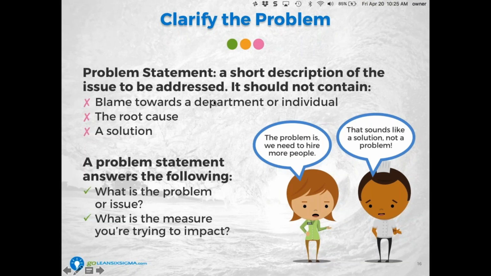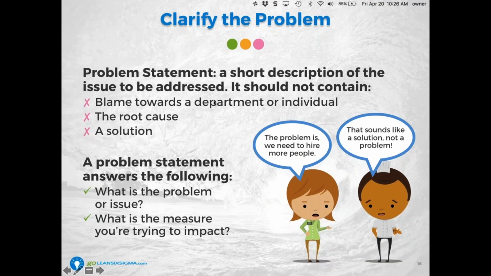And finally, problem statement should not have a solution in it. And I think people confuse the three of them a lot: problems, root causes, and solutions. I think if people just generally knew what the definitions of those were and could speak appropriately to those, there would be a lot less confusion in this world.